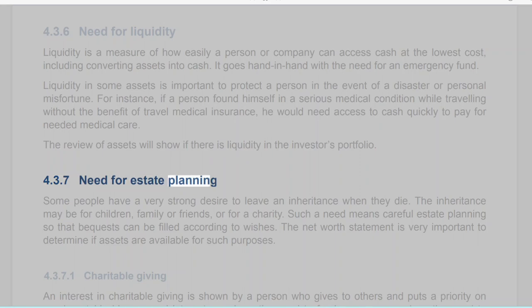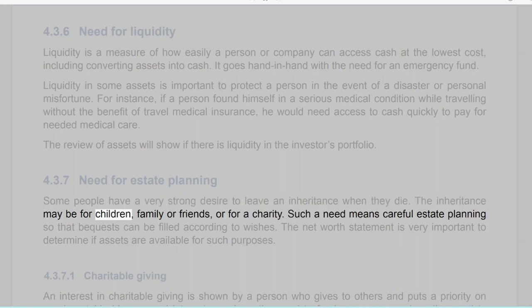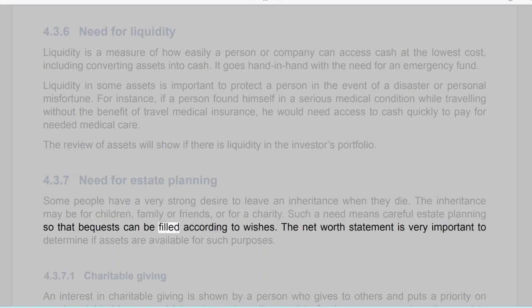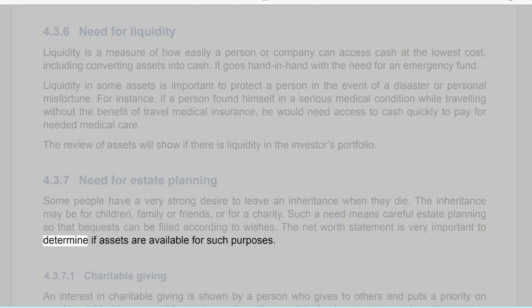4.3.7 Need for estate planning. Some people have a very strong desire to leave an inheritance when they die. The inheritance may be for children, family, or friends, or for a charity. Such a need means careful estate planning so that bequests can be filled according to wishes. The net worth statement is very important to determine if assets are available for such purposes.